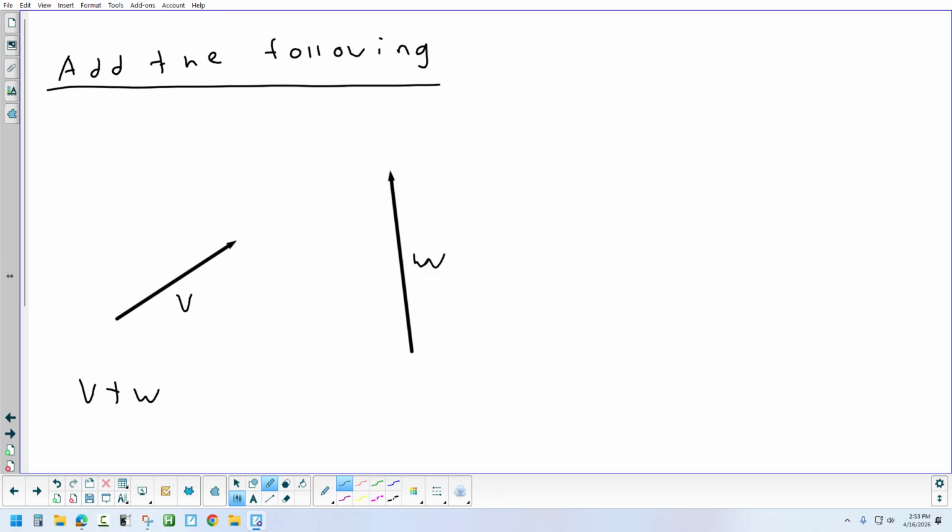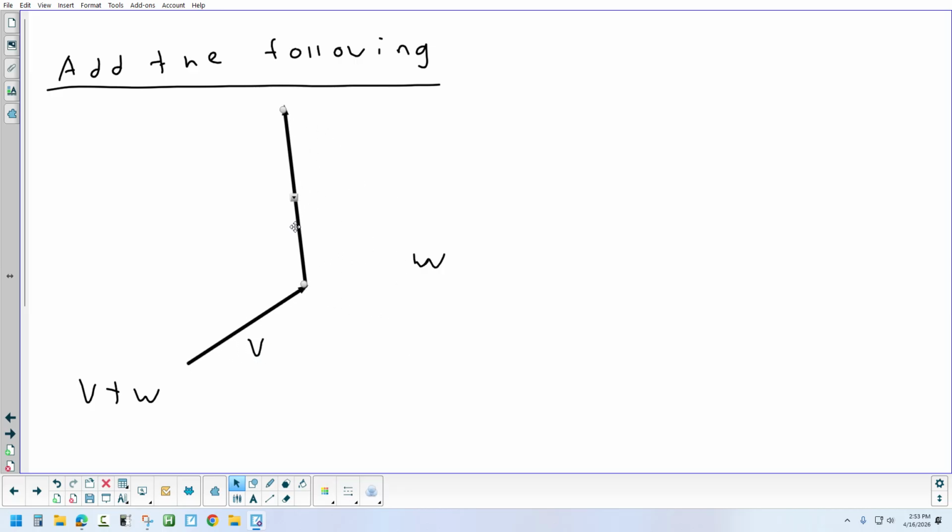You take W and you put the bottom of W where the arrow is. Yeah, so we're going to take the initial point of W, and we're going to line it up with the terminal point of V. Okay, so there's our visual.